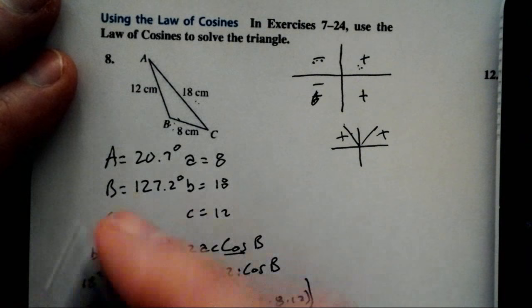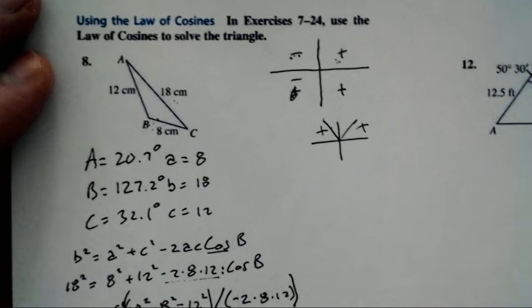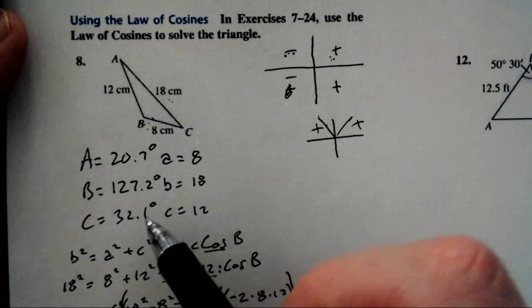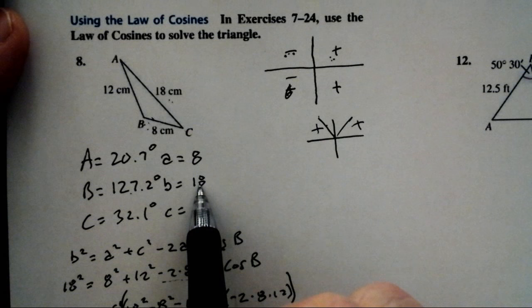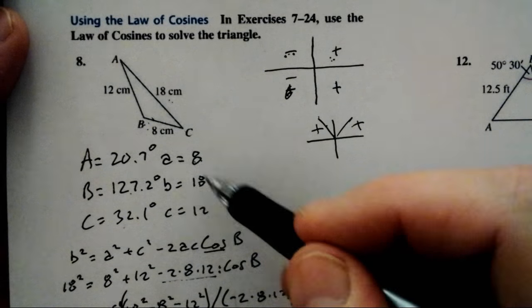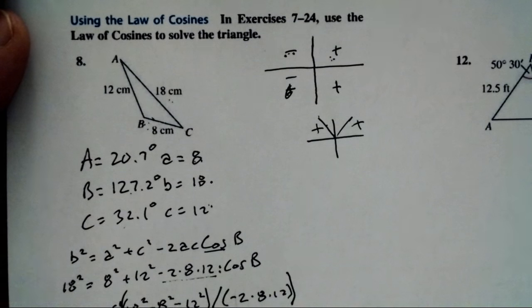And we get 32.1 degrees. And just like in our problems from law of sines homework, there's two quick tests that I think would identify 80% of errors that are made. First off, my biggest angle is opposite my biggest side, and my smallest angle is opposite my smallest side. And my two small sides, 8 and 12, add up to be more than my big side. And that's what we're looking for.